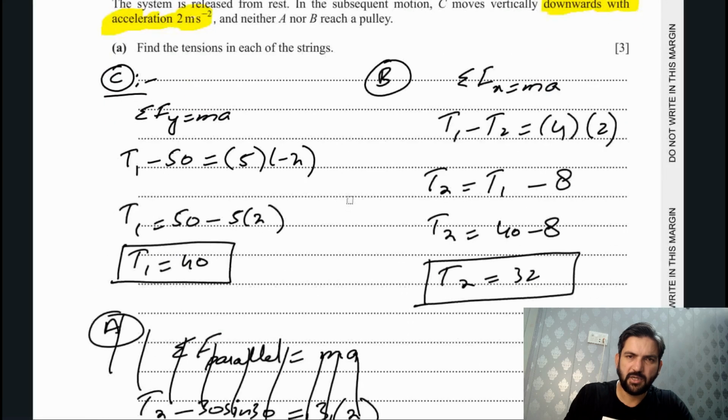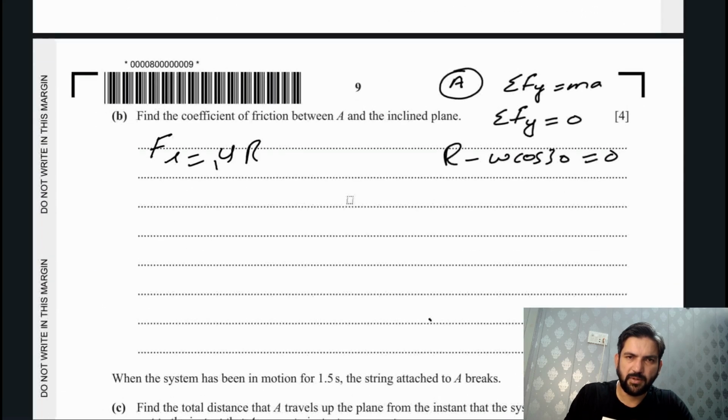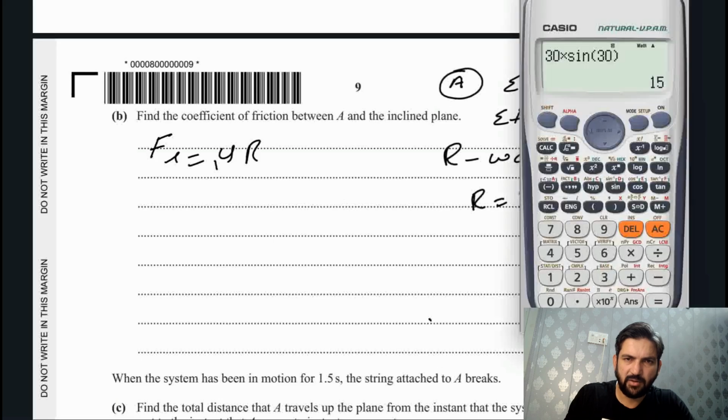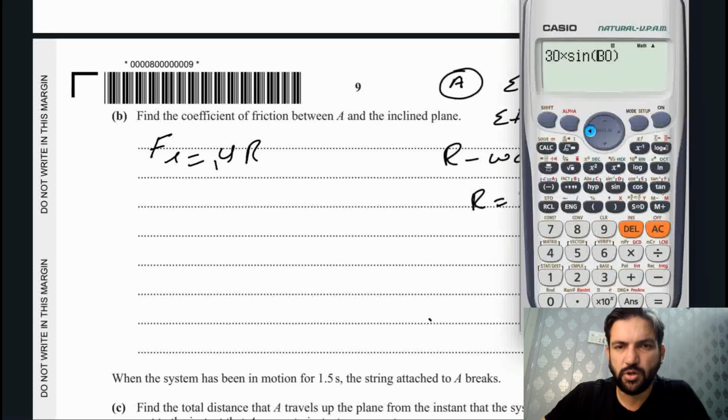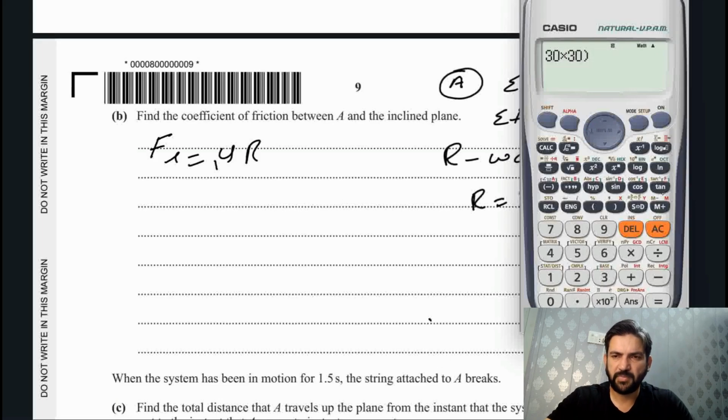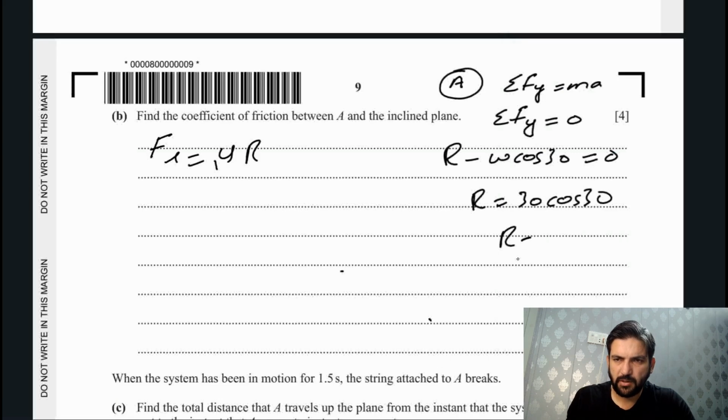So acceleration will be equal to 0. So R will be equal to 30 cos of 30. So 30 cos of 30 will be equal to 15 square root of 3. So what we have to do is, we know that R will be for the last one, summation of Fx is equal to ma.